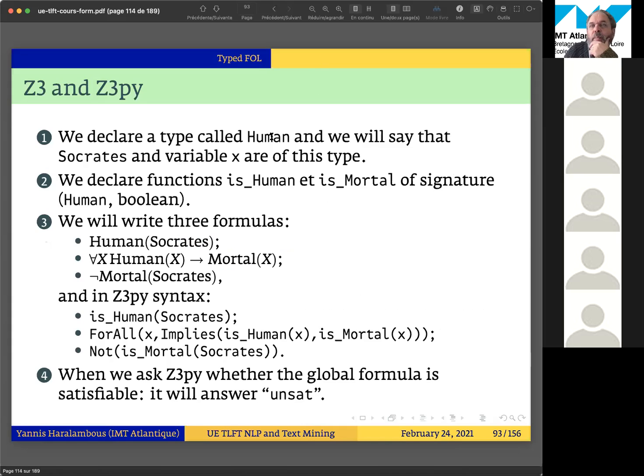I define a type called human, and Socrates will be of this type, and my variable x will be of this type. Then I declare functions, which in fact are predicates, since their output type is Boolean, and their input type will be human. So is human is a function going from humans to Booleans. My three formulas: this is my knowledge base, and this is the negation of my query.